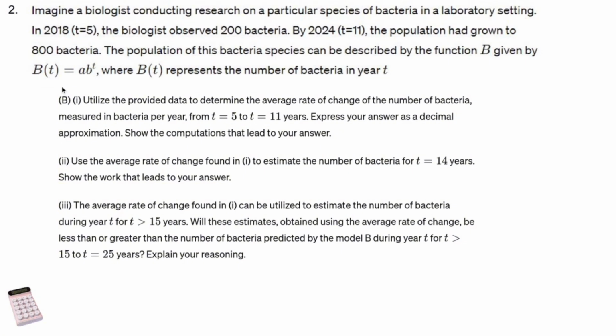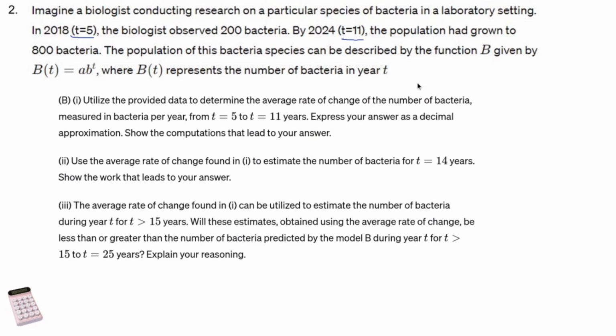Part 2. Same question. Utilize the provided data to determine the average rate of change of the number of bacteria measured in bacteria per year from 5 to 11 years. Well, fortunately, we're given 5 to 11 years, so that makes life easier. Express your answer as a decimal approximation and show the computations that lead to your answer.